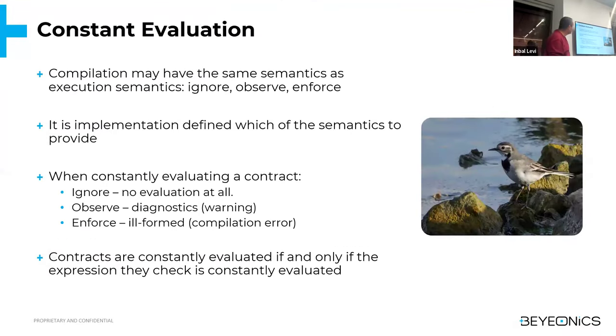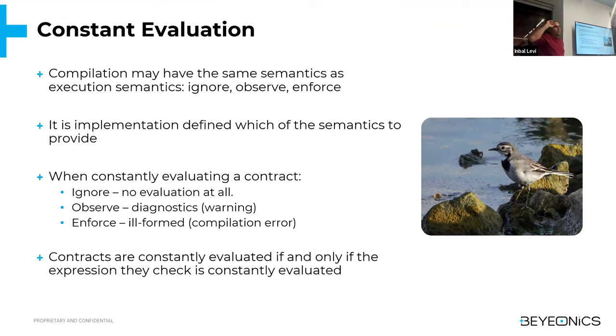Very good. Okay, now about constant evaluation of contracts. Sometimes the compiler can know the value of the contract itself, and you asked about optimizing. So one of the examples, that after you asked I just remembered: you may have in your code contract_assert(false) at some point.